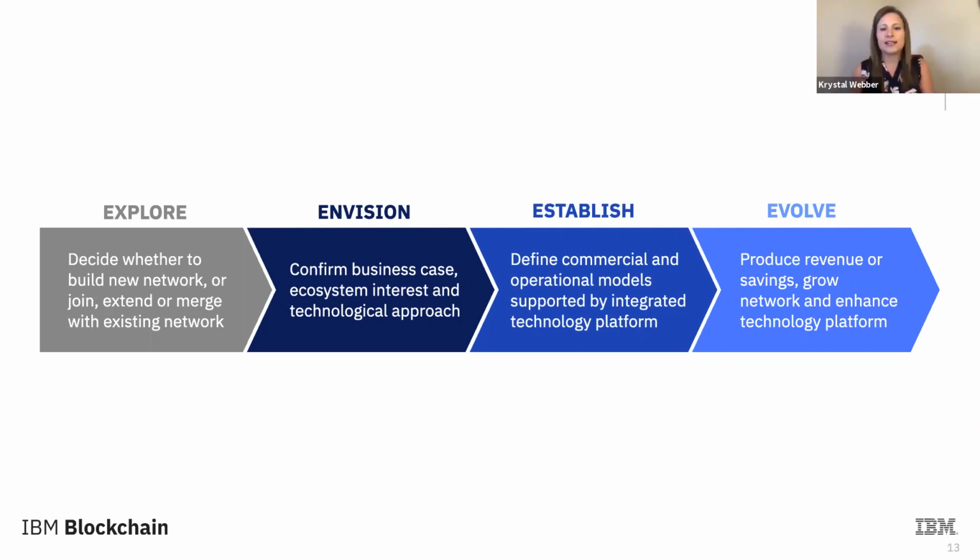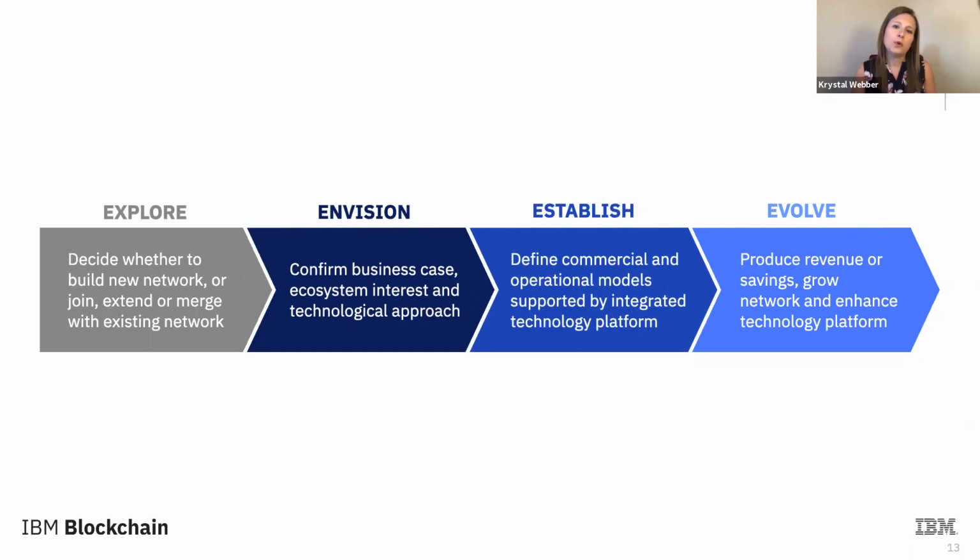And then lastly, as we move into the evolve phase, this is really where we're getting things out in market for mass adoption. We're producing that revenue, we're generating those savings. We're thinking about how we onboard and attract and recruit new members. We're thinking about new features and functions and applications that we may bring to the network.